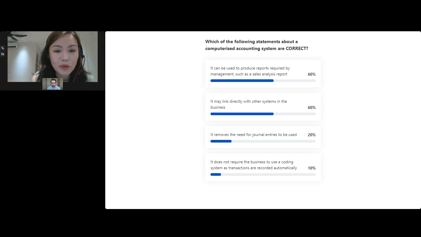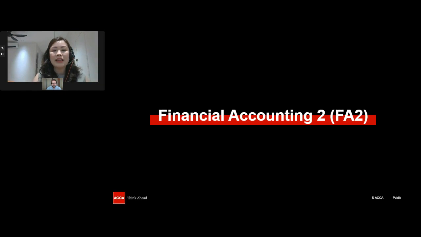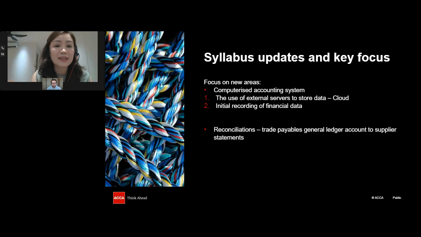And what about number 4, that the coding system will not be required? This is incorrect. The coding system helps to convert all the financial data into usable information. So congratulations, your answer would be 1 and 3. That's the correct one. Even with the change in the syllabus, the question style and format will still be the same, except the content with the updates.